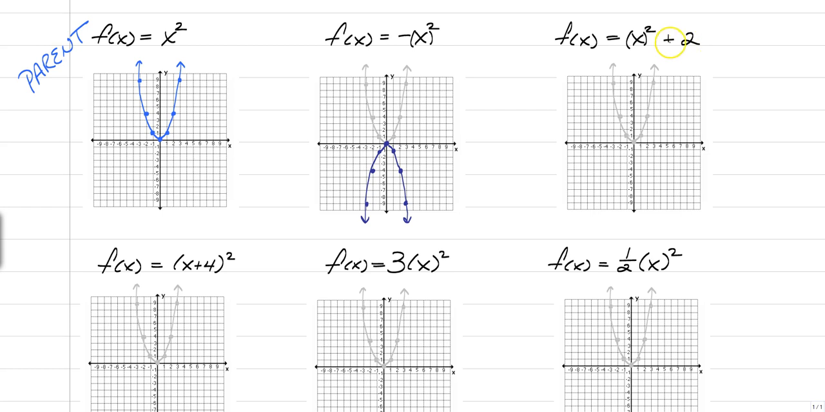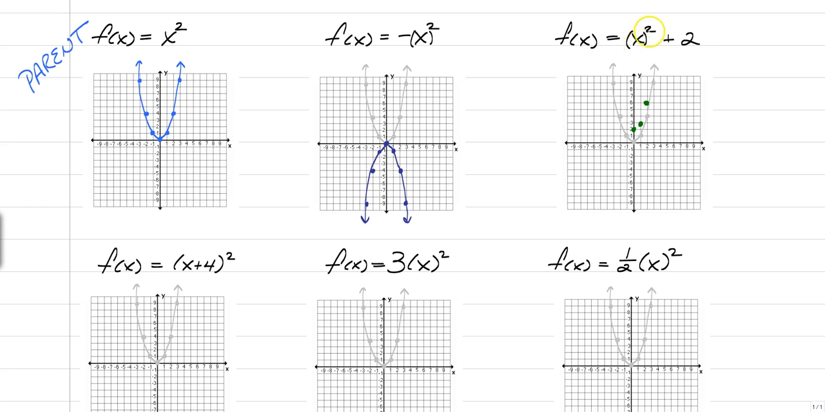The next one, what does a plus 2 or a vertical shift do? Well, we'll talk about, of course, a parent graph. 0 squared is 0, 1 squared is 1, but what happens if we were to take 1 squared and add 2 to it? 1 squared plus 2 is going to give us 3. So let's go back to that 0. 0 squared is 0 plus 2 is 2. And let's go to a 2. 2 squared is 4 plus 2 is 6. So we go to 2 and we go up to 6.